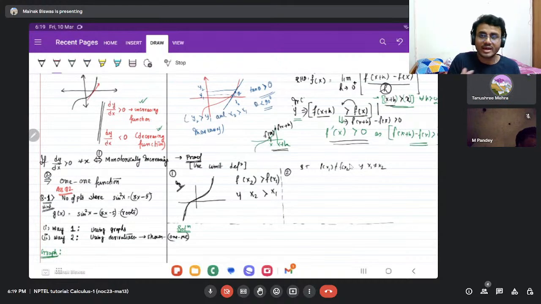So f of 5 will always be greater than f of 2, f of 3 will be greater than f of 2.9 and so on. This is called a monotonically increasing function. So you have to show that if dy/dx is greater than 0 for all x, it's a monotonically increasing function. How will you show that?